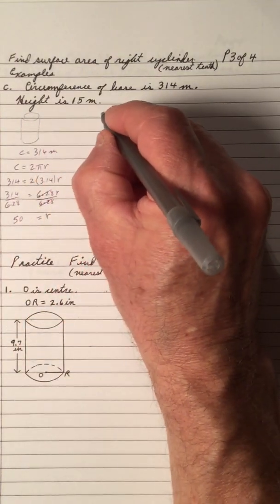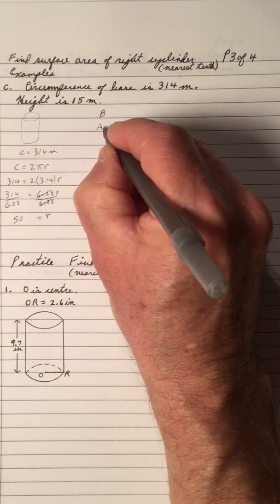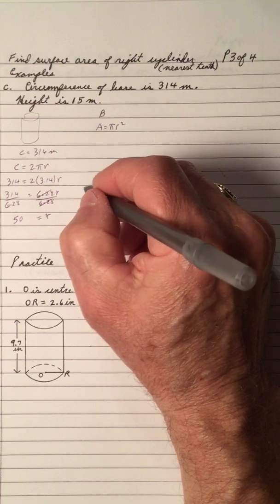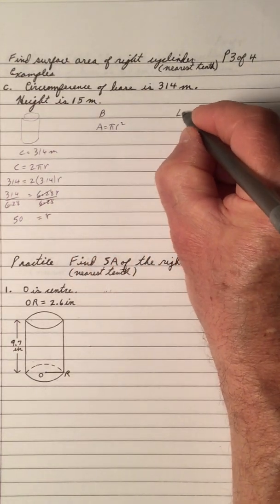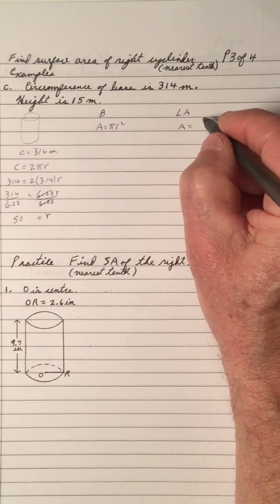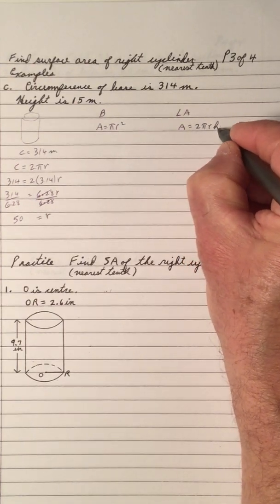Because I have my radius, now I can work on my base area, and the area of a circle is pi r squared. That's one circle, so I need to get 2. And I have the lateral area, which, remember, is the circumference times the height, so it's 2 pi r h.